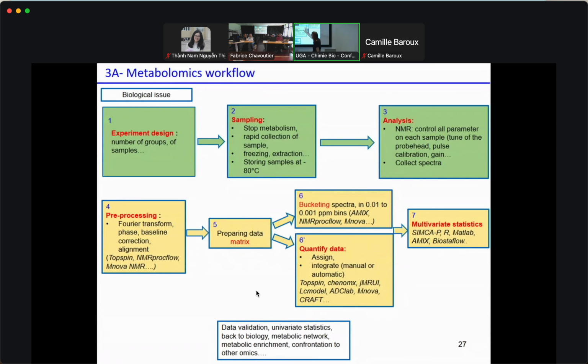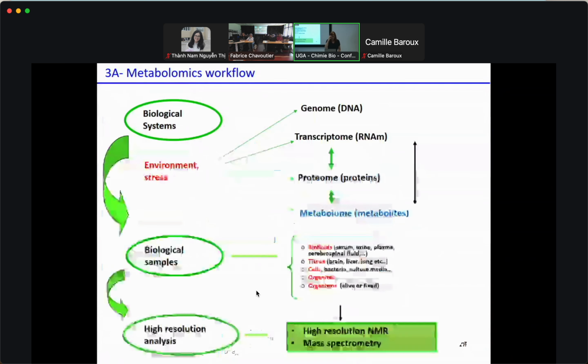After all this, there are a lot of algorithms which have been developed. Some of them are free, and some of them are very expensive. Some are expensive algorithms, but some of them are free and very performant. And after that, we do univariate statistics, so t-test, Student test, or ANOVA. So this is classical statistics. And we can also combine the metabolomics data with other omics, proteomics and genomics.